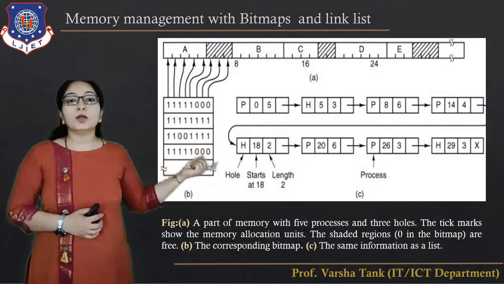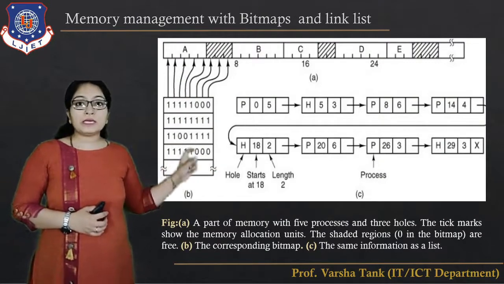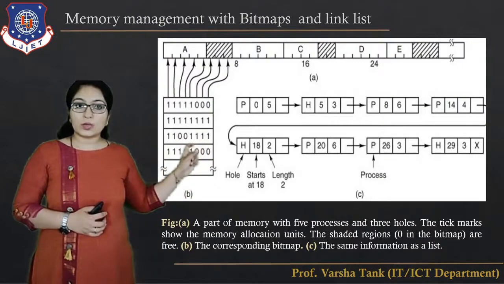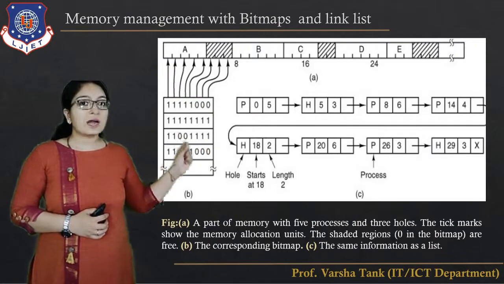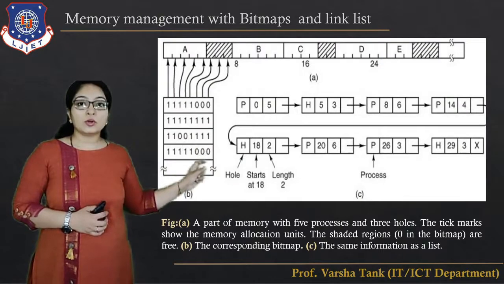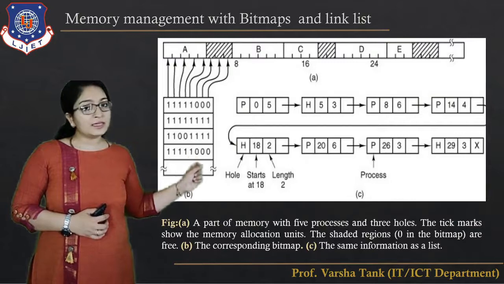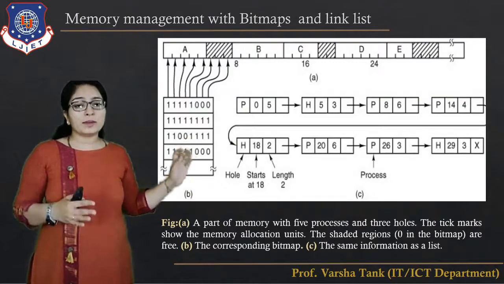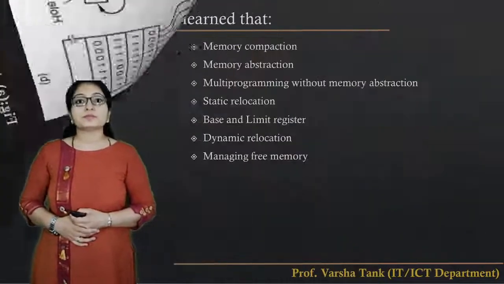After that, another node where again there is a process. Process P starts at 8, length is 6. Next is again a process that starts at 14, length is 4. After that there is a hole that starts at 18, and the length is 2. Like this way a linked list is defined for memory management, and a bitmap is defined for memory management.